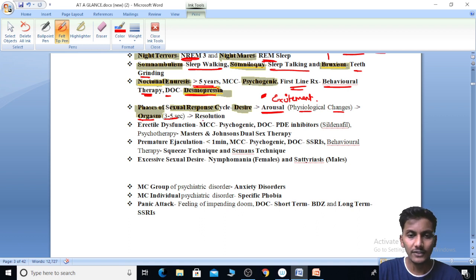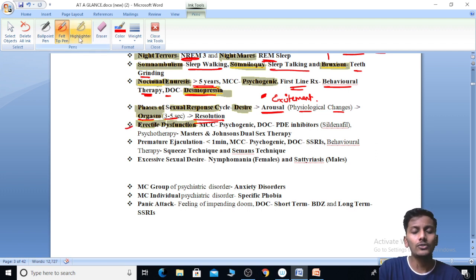And the last phase of the sexual response cycle would be resolution, which usually takes 10 to 15 minutes. Important one. So these are all your phases of the sexual response cycle. Now talking about a sexual disorder, erectile dysfunction. When the penis cannot attain erection, that is known as erectile dysfunction.